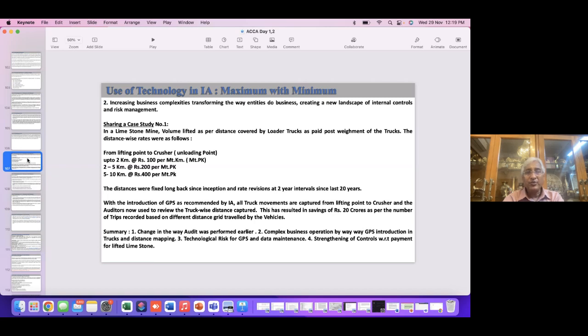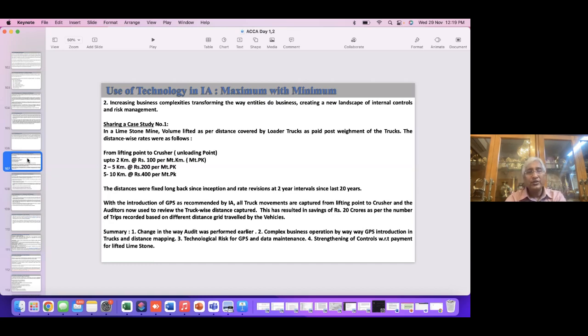With the introduction of GPS, again, it's a technology, the department suggested: why don't you go for actual distances? The benefit of actual distances is that a truck which is actually traveling 2 km may indicate 2 to 5 km because it may take a different route. It may walk the same place 5 times and then come, so the rate will be doubled. So in any case, there is a loss to the company.